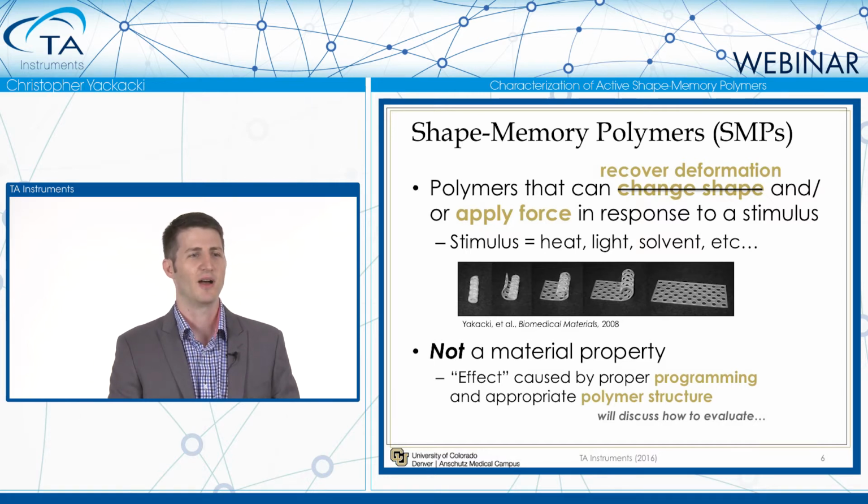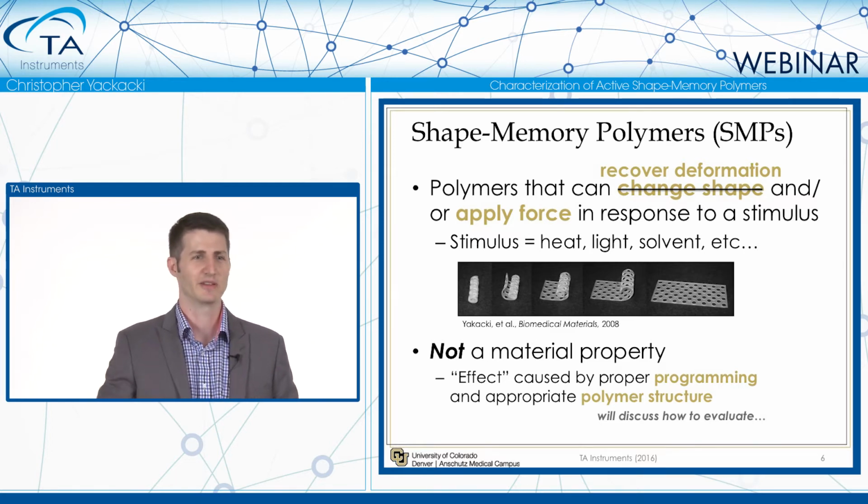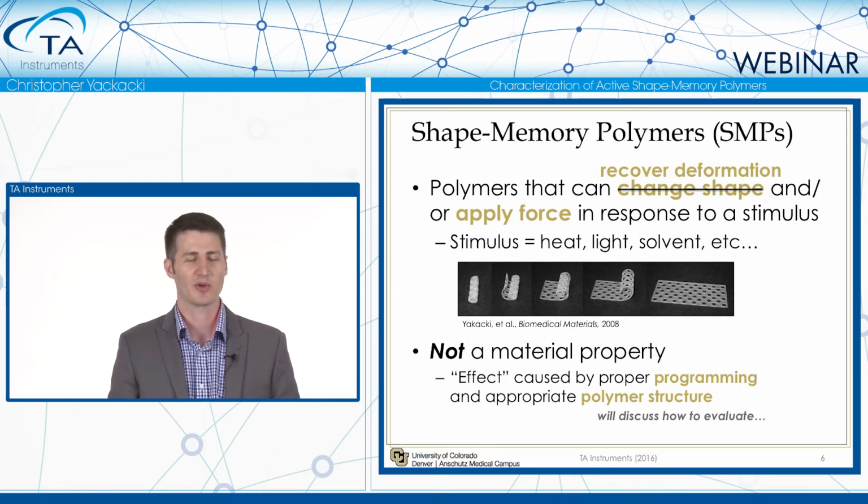And so as a result, it's not really a material property. I always wish I could come up with a material property and say it has a certain amount of, I don't know, yakakis to it or something, but it's not. It's really just an effect that's caused by the proper programming of the material that has the appropriate polymer structure. And we're going to discuss how we could use these machines to evaluate, one, what is the structure, and two, how well that effect and that programming actually occurred.